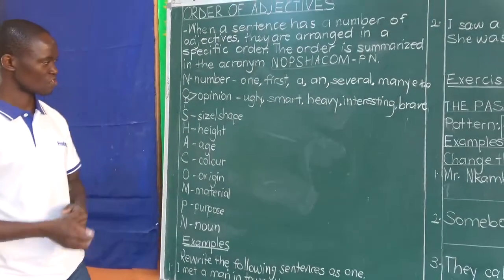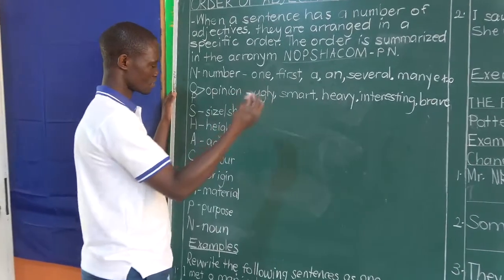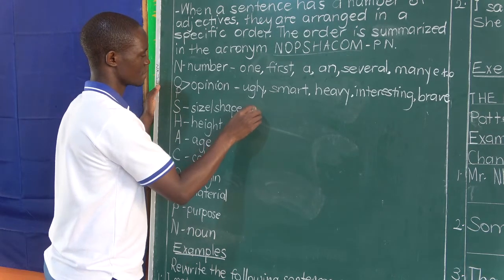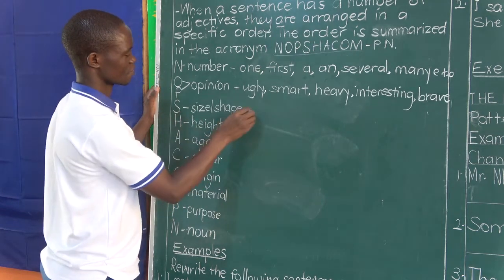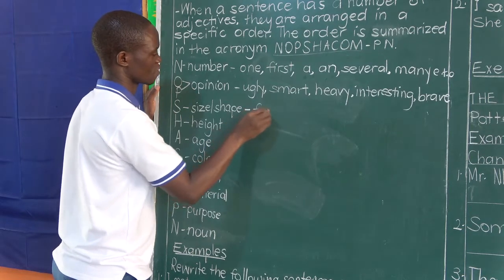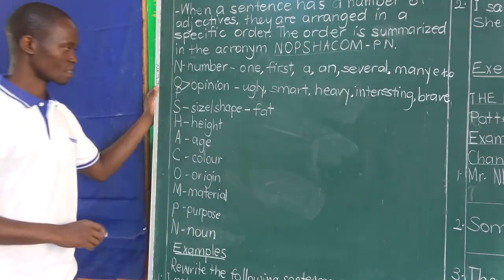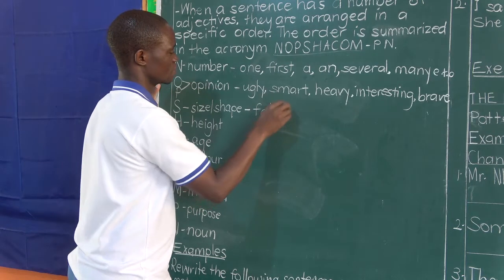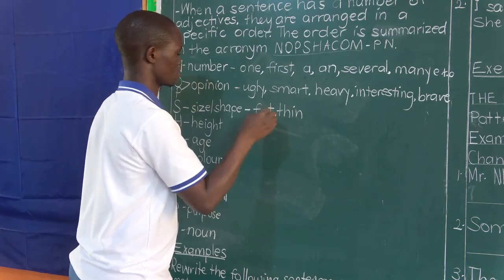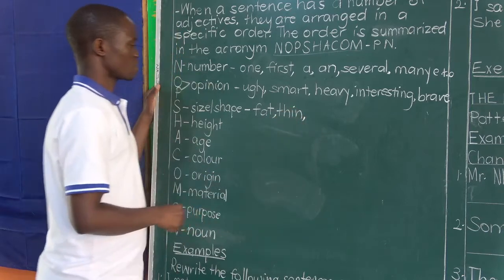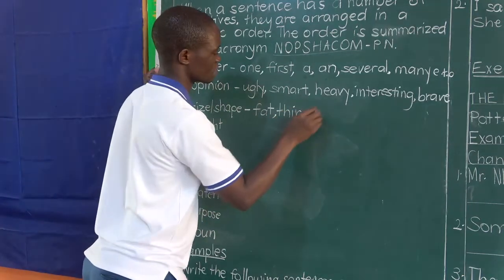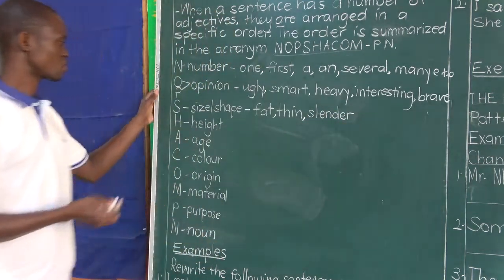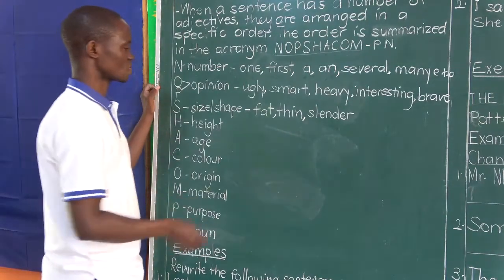Size, then shape. We'll start with size, then last shape. Size adjectives. What can we say about size? We have words like fat. Adjectives like fat represent size. Plus its opposite, which is thin. Next is slender. Talk of huge, talk of very large, etc.